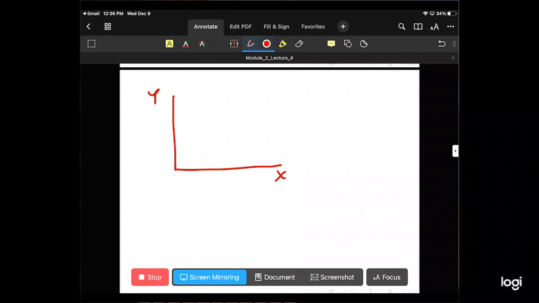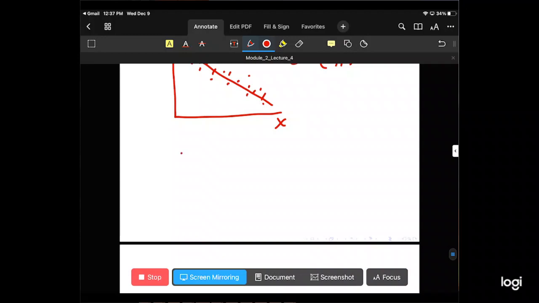Let's do one more. We have our variables X and Y. Now we'll get something that looks like this. We can see that we can kind of draw a line that goes like that. So the correlation here is going to be less than 0. Negative correlation.